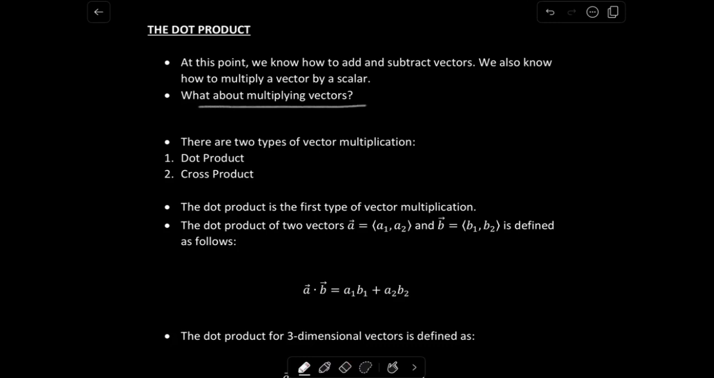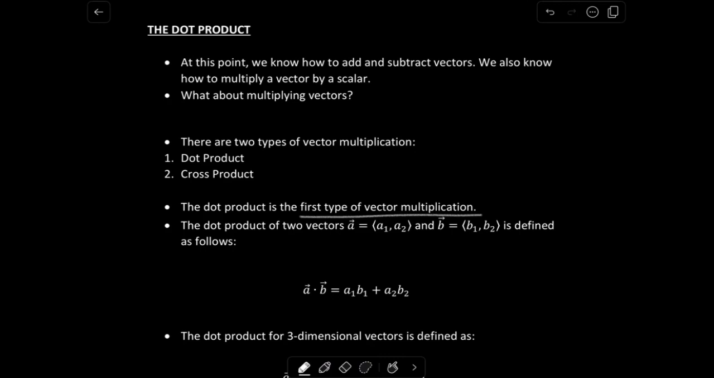What about multiplying vectors? What is vector multiplication? As if things couldn't get any worse, there are actually two types of vector multiplication. The first one is the dot product, and the second one is the cross product. And you're probably thinking, how did we get to these names, dot product and cross product? You'll see how ingenious the naming is once you actually look at the operations. The first one, which is what we're covering in this video, is the dot product. The dot product is the first type of vector multiplication.